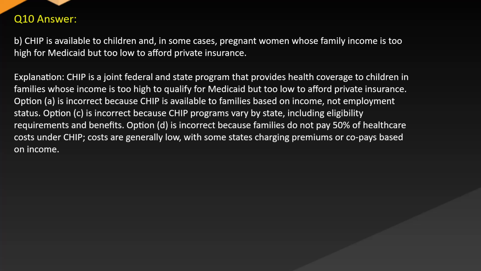Option A is incorrect because CHIP is available to families based on income, not employment status. Option C is incorrect because CHIP programs vary by state, including eligibility requirements and benefits. Option D is incorrect because families do not pay 50% of healthcare costs under CHIP. The costs are generally low, with some states charging premiums or copays based on income.